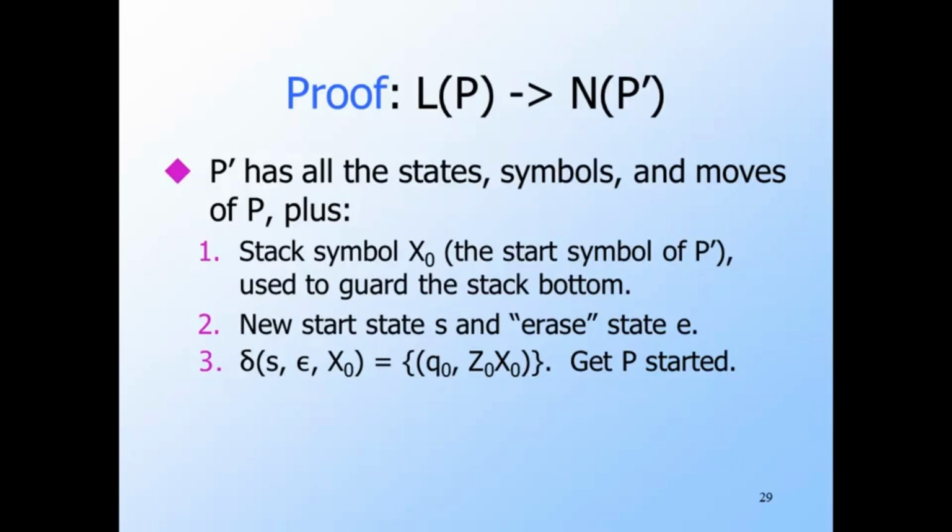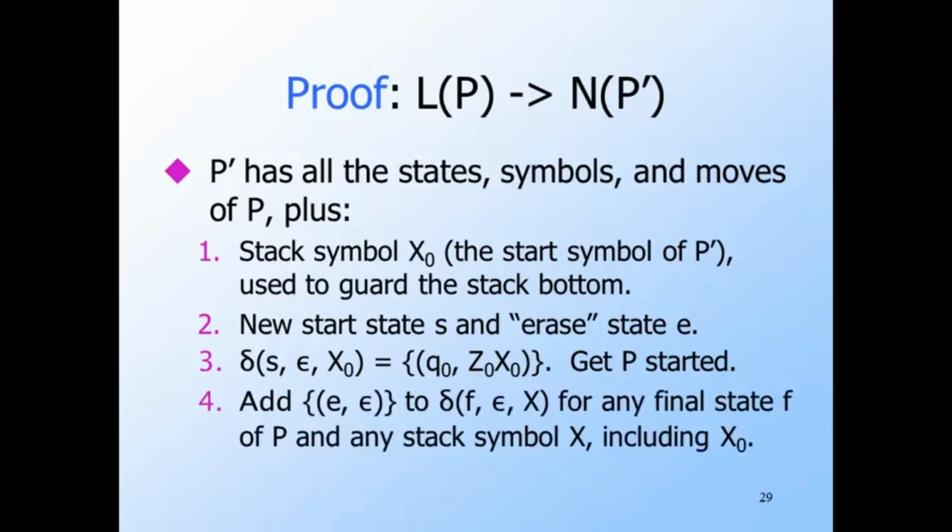Until P accepts, all the moves of P prime are the same as the moves of P, with the guard X0 sitting at the bottom of the stack unseen. And if P prime enters any final state F of P, then P prime has the option of entering the erase state E. It pops the current top of stack symbol, which might be X0 by the way. In that case, delta of F, epsilon, and X0 was previously undefined by P. Moreover, in the erase state E, P prime has only the choice to keep popping the stack and staying in state E. Eventually, P prime empties its stack and accepts.